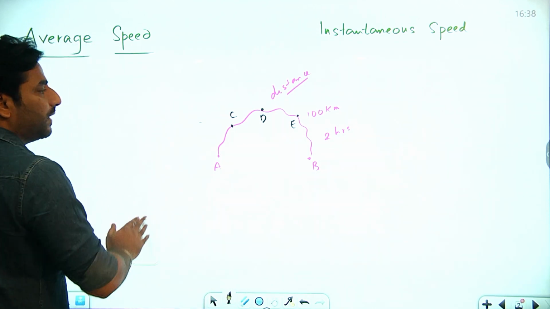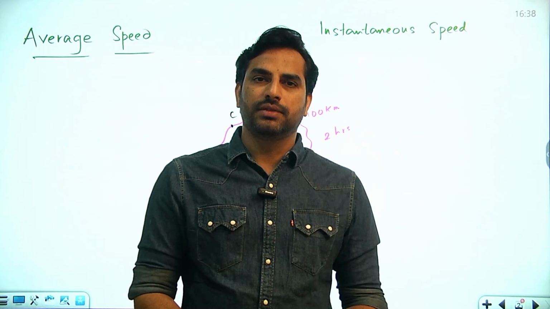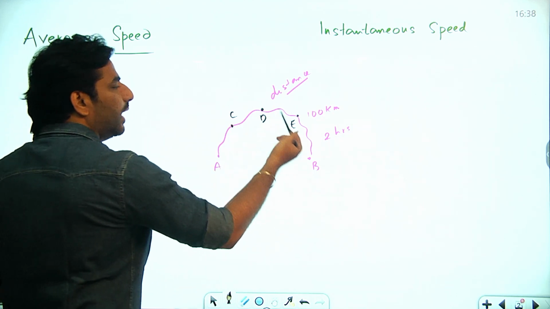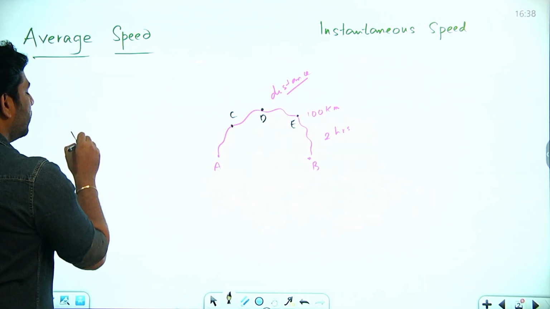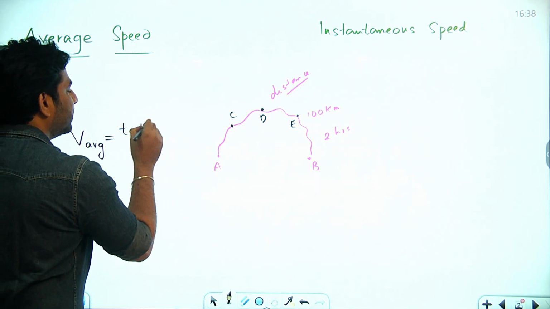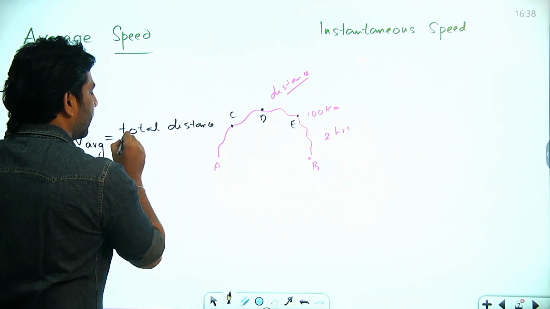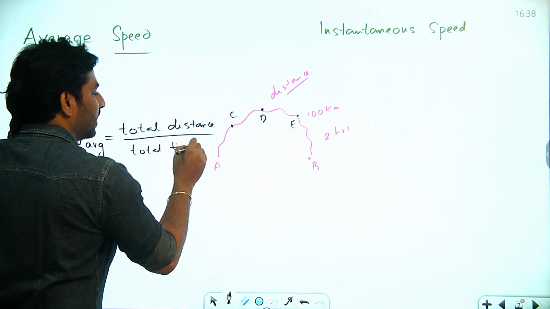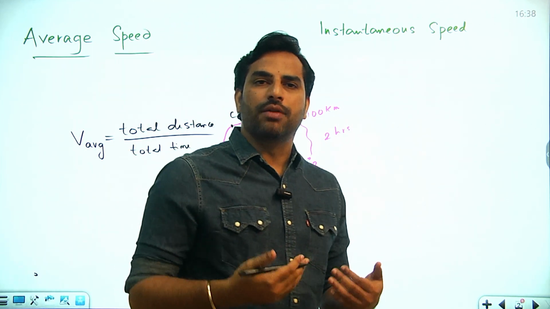So let us apply the definition of average here. What is the definition of average? Had the person moved with constant speed, what is that value so that he could have covered the same 100 kilometers in 2 hours? So let that speed be V average. That is as simple as this: total distance by total time. So total distance is 100 kilometers by 2 hours, which is 50 kilometers per hour.